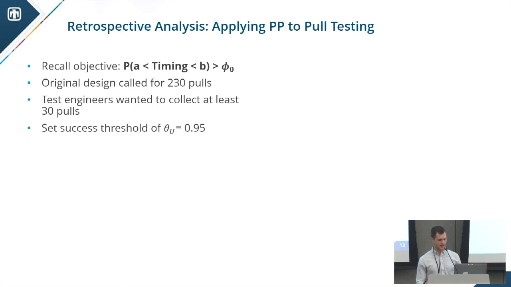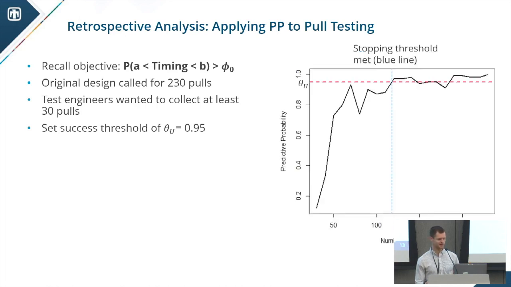Okay. And I said, let's just set the success threshold theta U to be 0.95. So the plot here is showing on the x-axis the number of polls, going from 0 up to 230. The black line is plotting the predictive probability of that test series. And you'll notice at about 120 polls, the predictive probability has eclipsed that threshold of 0.95.